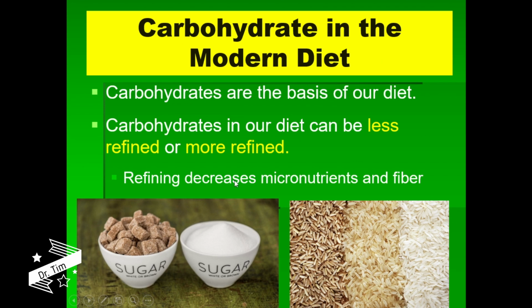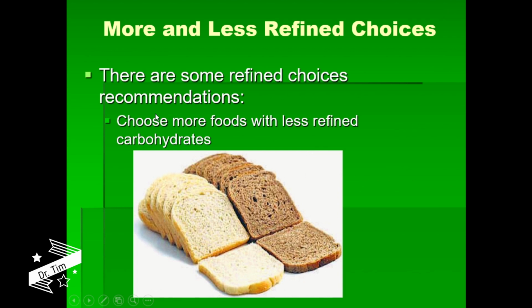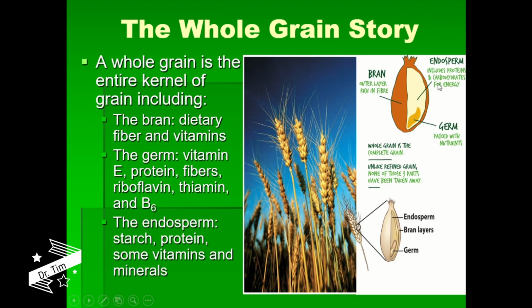In the modern diet, usually carbohydrate undergoes a refining process. The refining process is not good for our health because it decreases micronutrients and fiber in the carbohydrates. So carbohydrate in our diet can be either less refined or more refined carbohydrates. It's better for us to choose more food with less refined carbohydrate, which is better as compared to more refined carbohydrates.